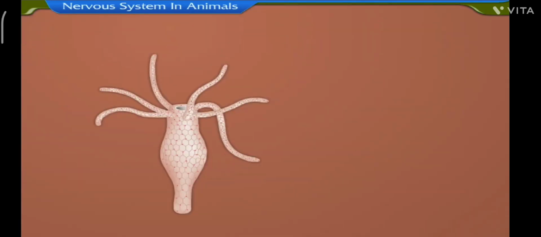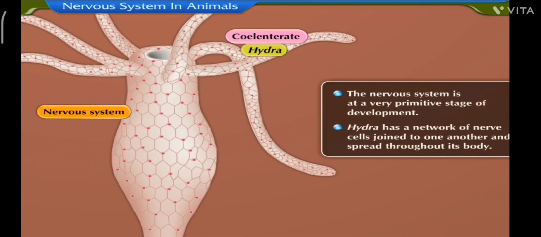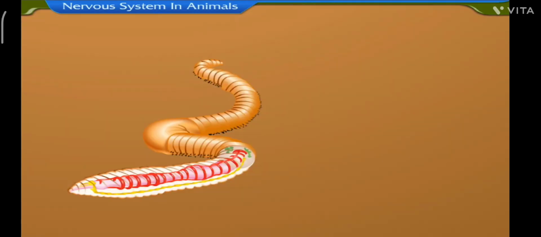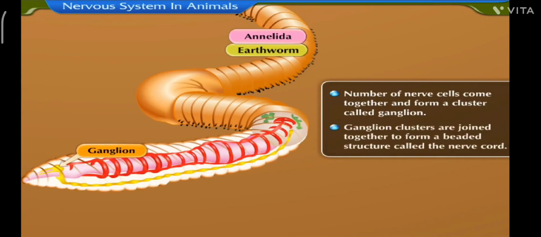In case of certain coelenterates like Hydra, the nervous system is at a very primitive stage of development. It has a network of nerve cells joined to one another and spread throughout its body. In case of annelids like earthworm, a number of nerve cells come together and form a cluster called ganglion. These clusters are joined together to form a beaded structure called the nerve cord.